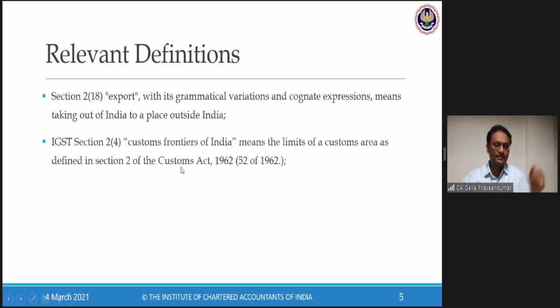Next, coming back. Customs frontier of India means the limit of a customs area as defined under the Customs Act. Customs frontier is a border which is defined as per my customs area.